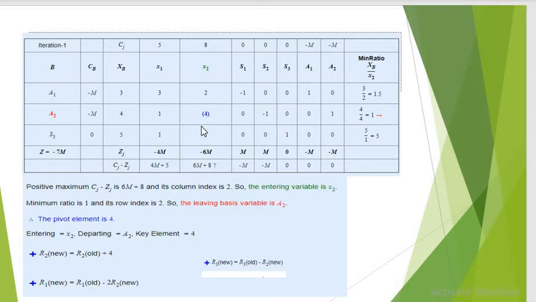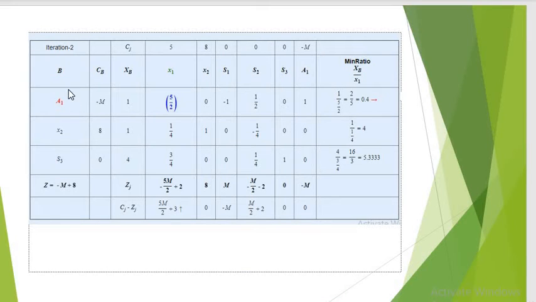Using this information we can find the next iteration. For that we use these new elementary row operations. This will be the second iteration table. Here the basic variables are a1, x2, s3, and the coefficient values are minus M, 8, 0. Other values we will get from the elementary row operations.